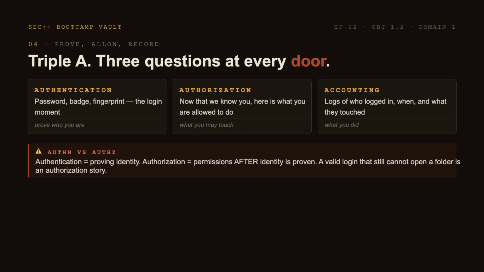AAA. Three questions every system asks. First, authentication. Prove who you are. That is the password, the badge, the fingerprint. Second, authorization. Now that we know who you are, what are you allowed to touch? Third, accounting. A record of what you actually did. Logs. The trap is mixing up the first two.